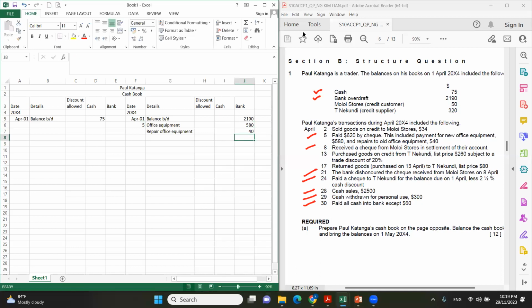So next is that on the 8th, receive a check from Molloy in settlement of their account. How much is Molloy owing? 50. So in here, I will put in 50.